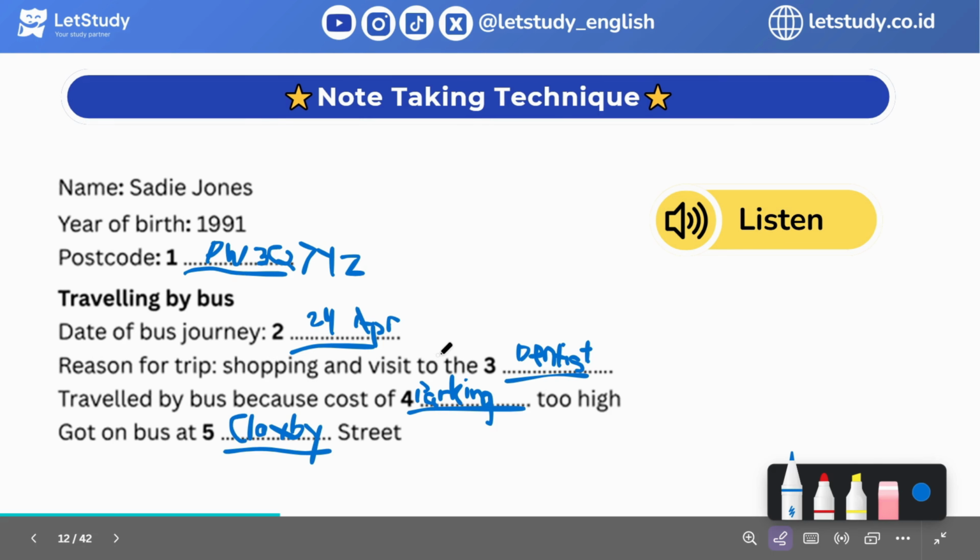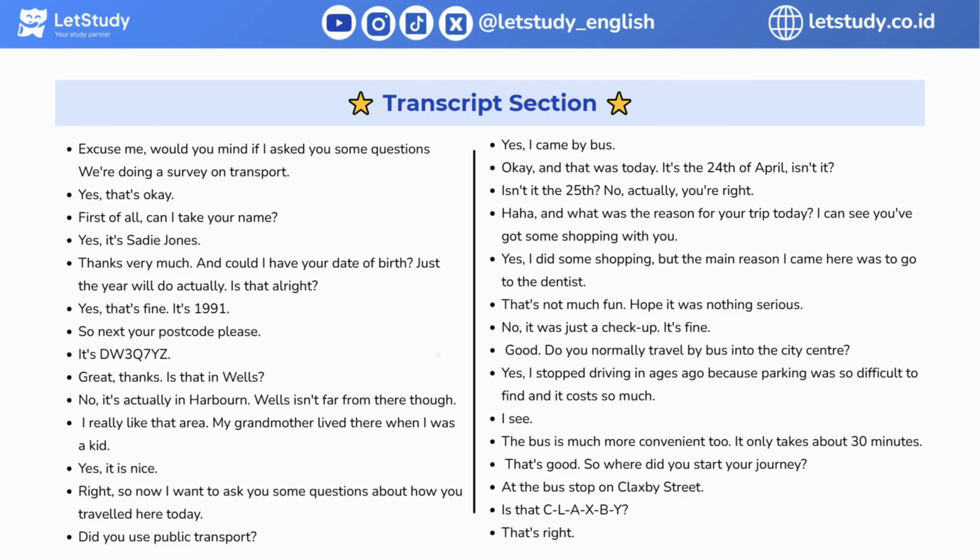Okay. And here are the transcript sections for these previous conversations. StudyMates can pause it to relearn or recheck your note-taking techniques. Is it already a good one, or can you improve it later?